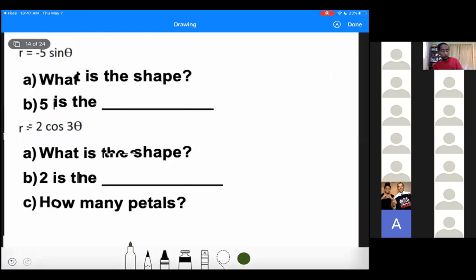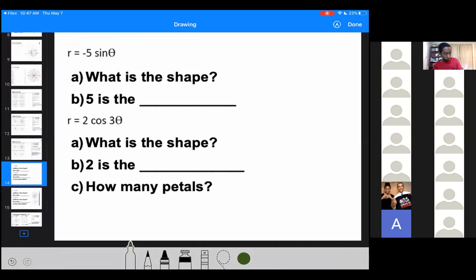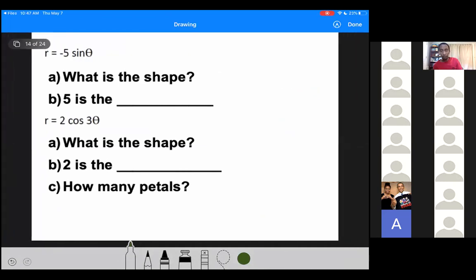Just a quick check for understanding on the circles and the Rose curves. I'm gonna give you a minute to think about these and I'll kind of ask at random the answer to some of these. So take a minute to think about these.